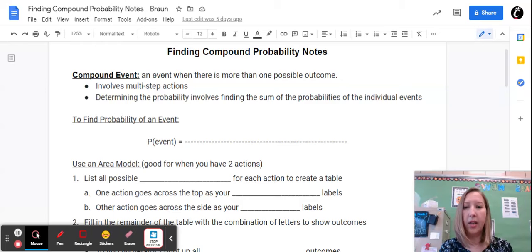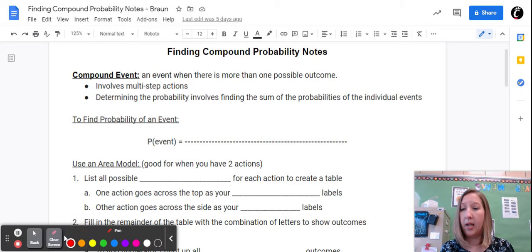Hi guys, so today we're going to continue working on topic 17. We're going to continue working with probability and more specifically with compound probability. So to get things started, we're going to talk first about a compound event. A compound event is just an event when there is more than one possible outcome. So this involves multi-step actions, and determining the probability involves finding the sum of the probabilities of the individual events.